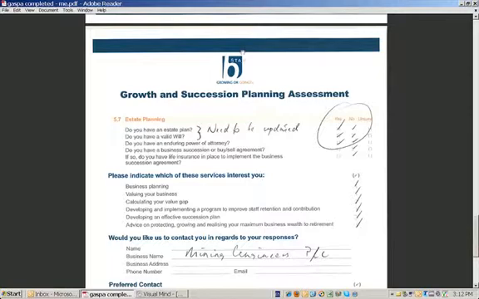So that's the process we're going to use. That's the beginning of the process. What you'll see in a future session is what we're going to do with that information.